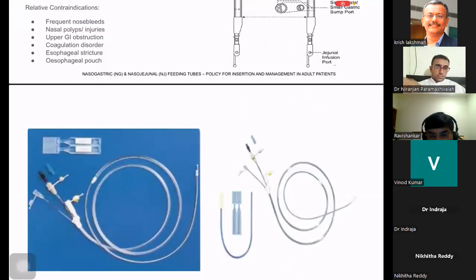Both the feeding jejunostomy and the Ryle's tube or nasogastric tube are placed for feeding purposes. Apart from what you said about confirmation, you also need to get a chest X-ray to confirm the position of the tube before you start feeding. I think that's very important. Okay.